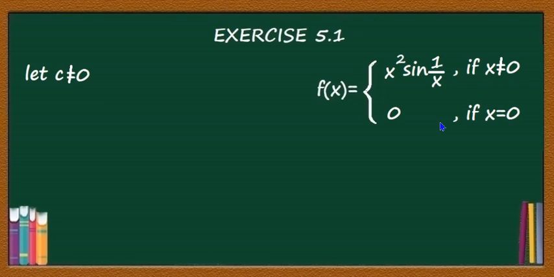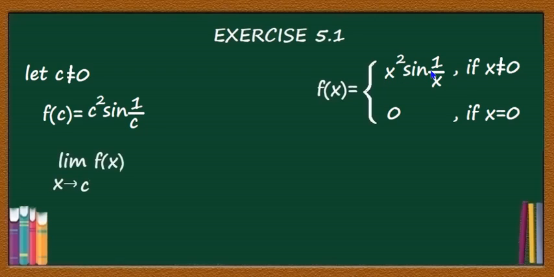Let us take the first case, c not equal to 0. Here let us take c not equal to 0, because in both the cases the function is defined in the same way. And when c is not equal to 0, what is f of c? f of c is equal to c square into sin 1 by c. Here, when c is not equal to 0, sin 1 by c is defined, and c square is also defined, the product is defined, and that itself is the limit of the function.